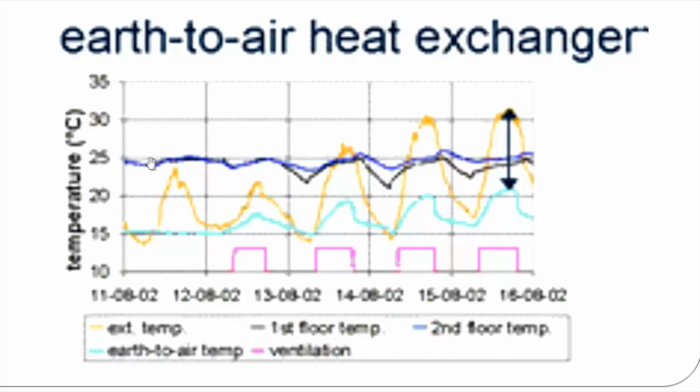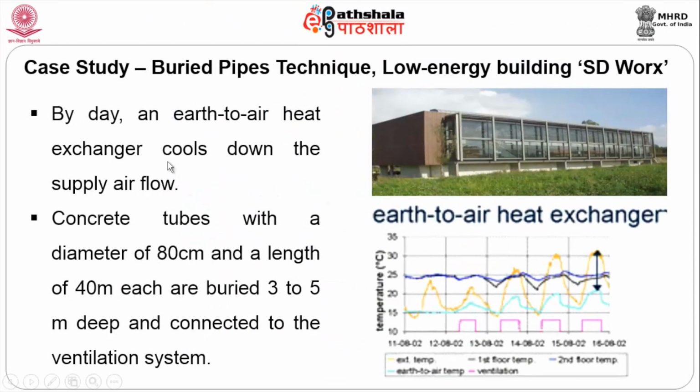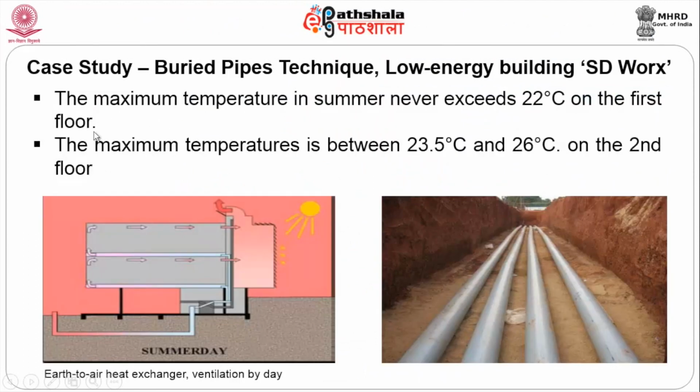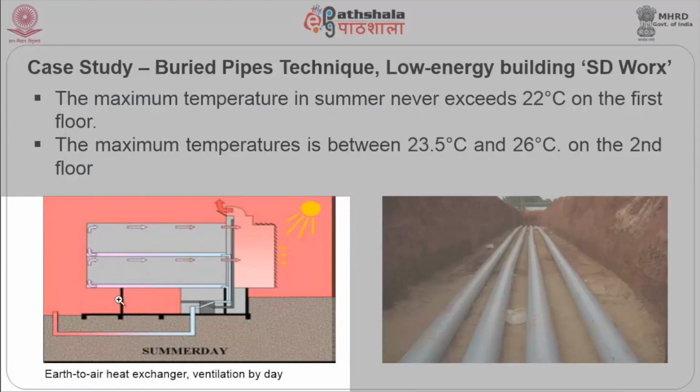It is maintained on an average between say 23 to 26 degrees centigrade, which is a very comfortable temperature. The maximum temperature in summer never exceeds 22 degrees centigrade on the first floor, and the maximum temperature is below 23.5 and 26 degrees centigrade on the second floor.